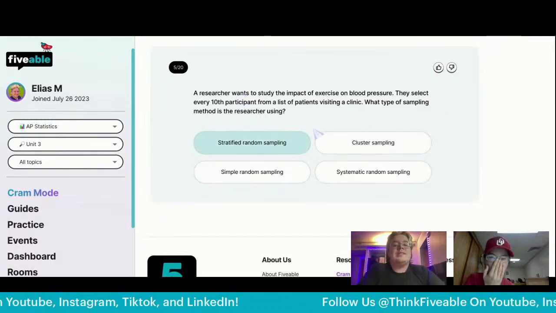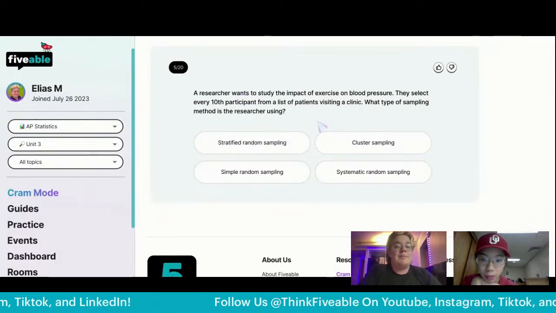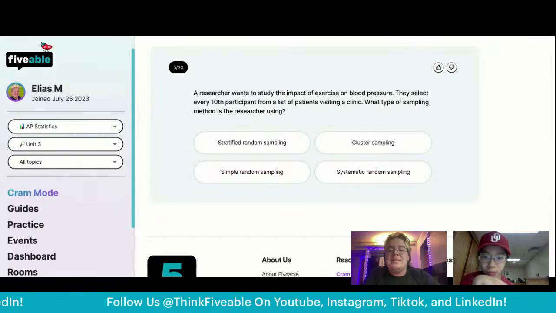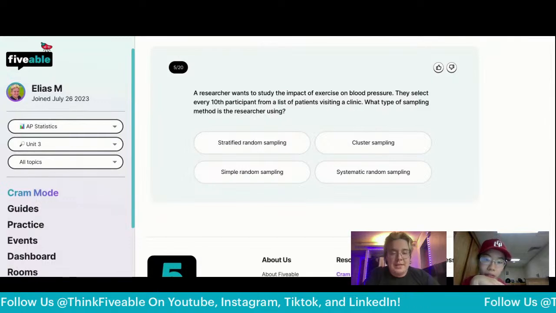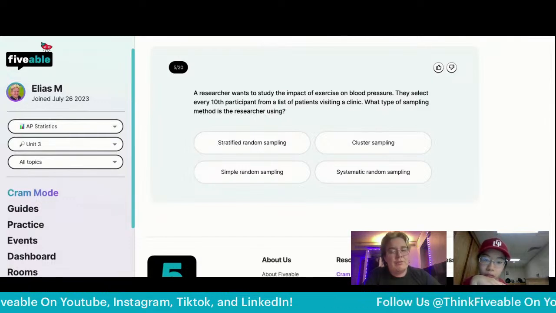A researcher wants to study the impact of exercise on blood pressure. They select every 10th participant from a list of patients visiting a clinic. What type of sampling method is the researcher using?